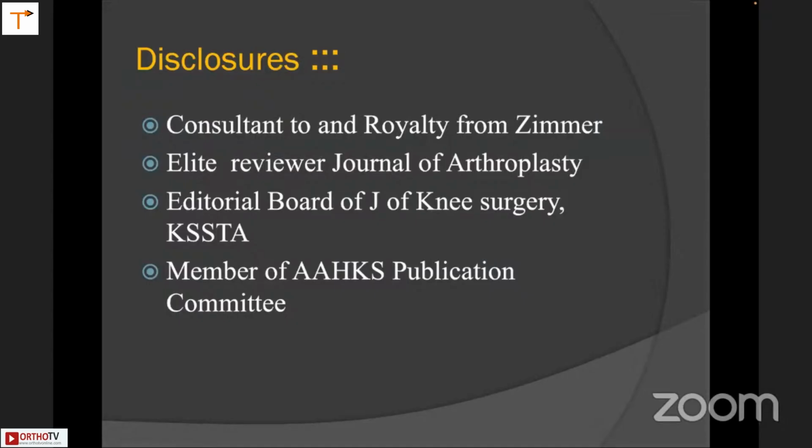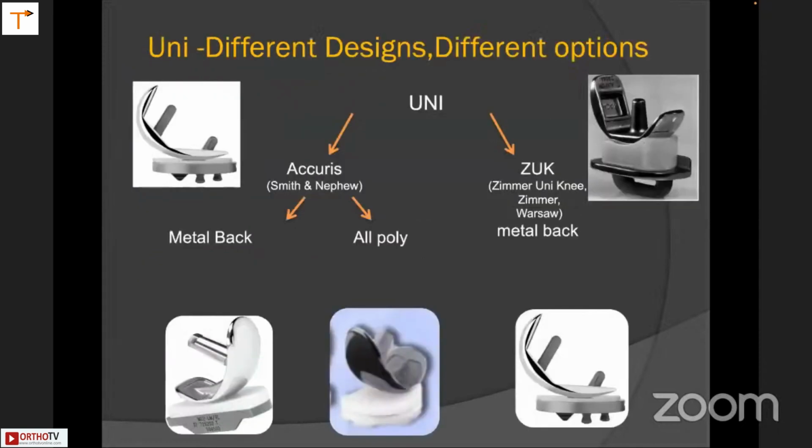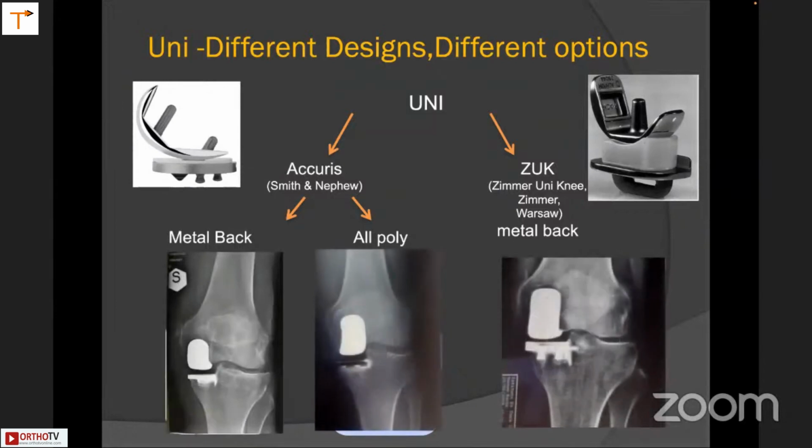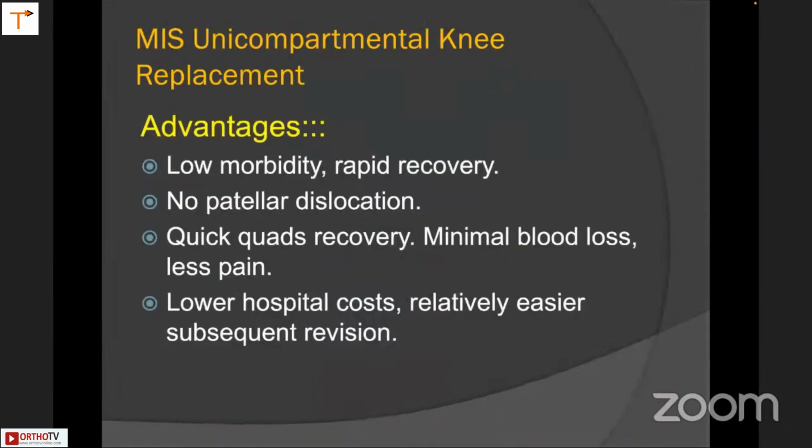My talk was 10 Commandments of a Successful UKA. As he alluded to, there are various options: metal back, all poly, mobile bearing, and so on. And these are some radiological representations of the same. So why consider uni? The advantages are low morbidity and rapid recovery.